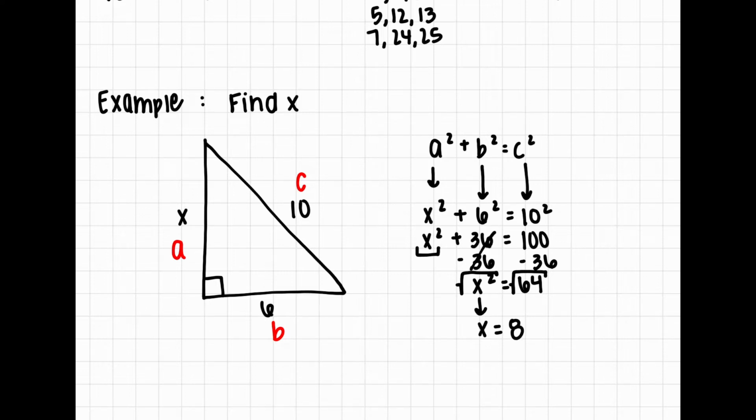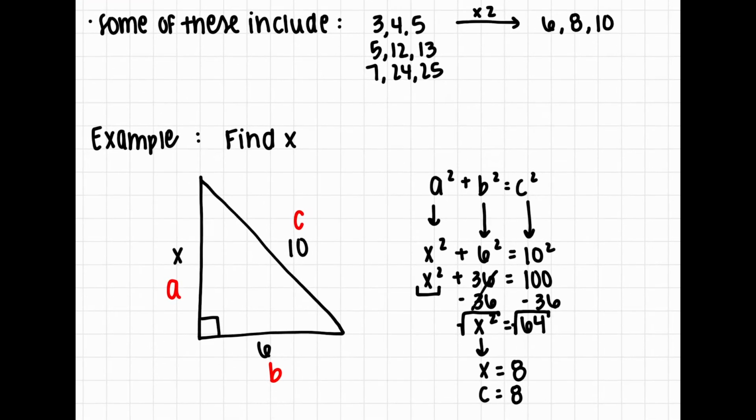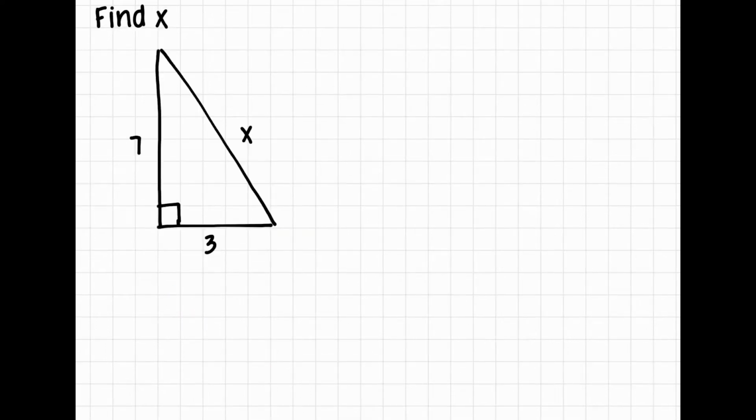So I know that x is equal to 8, which is just c is equal to 8. So here my hypotenuse is 8. We talked about those Pythagorean triples up earlier, and if you had noticed it was a Pythagorean triple and you knew that side was 8, that's cool, that's fine. If you don't, you can always use the Pythagorean theorem. Alright, so example 2, we're going to find x again.